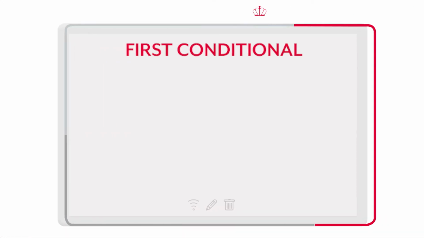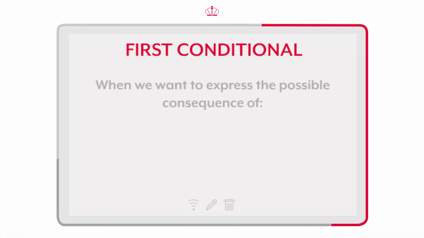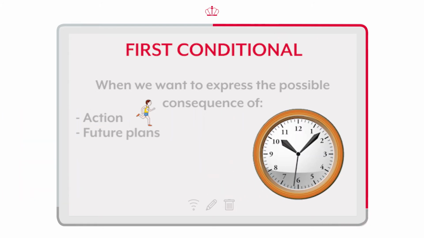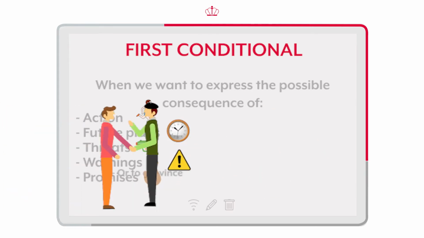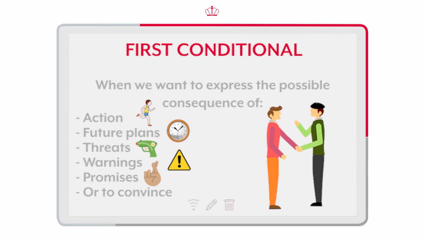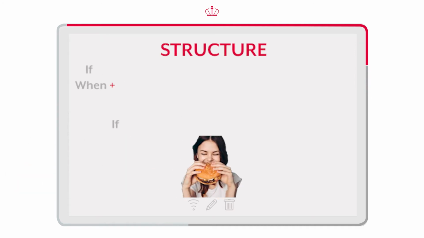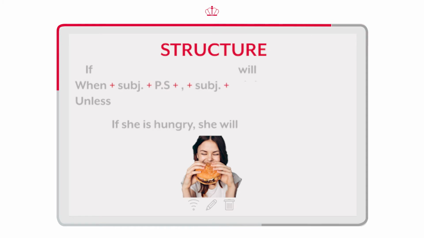We use the first conditional when we want to express the possible or probable consequence of an action. Future plans, threats, warnings, promises, or to convince someone about something that can happen in the present or in the future. If or when or unless plus subject plus present simple, subject plus will or might or may plus infinitive.